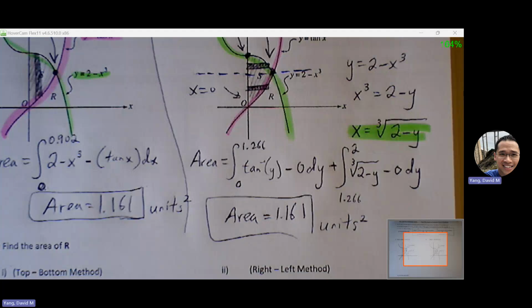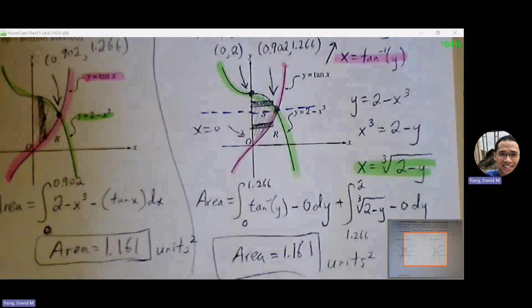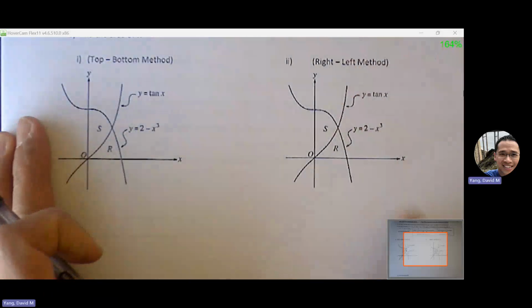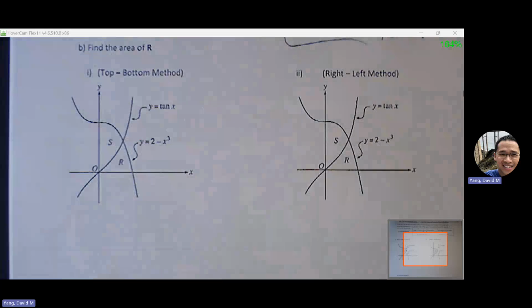All right, any questions? All right, let's do part B. We'll do a top minus bottom and right minus left, and then we'll be done, okay? So let's look at region R now.